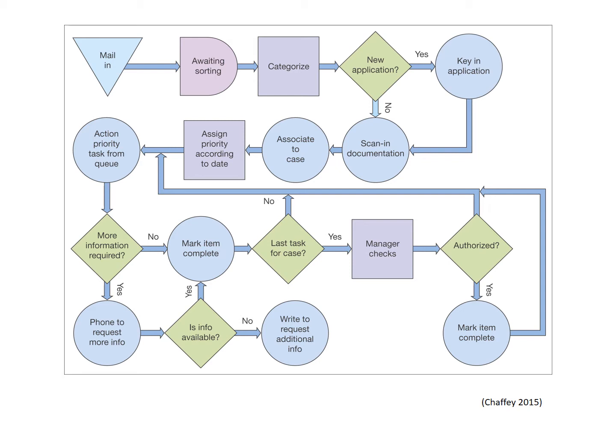And then go to associate to case. Who's going to be doing this? Assign priority to date, action priority task from queue. More information required, yes or no? If no, then you go on to mark item complete. If it's yes, phone to request more information. Is the information still available? If it's no, write to request additional information. If it's yes, then go to mark item as complete.